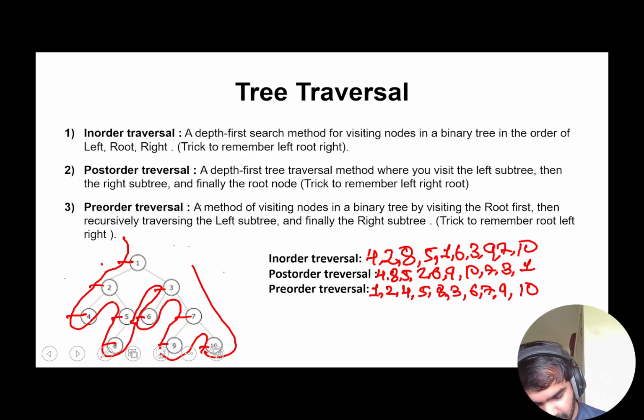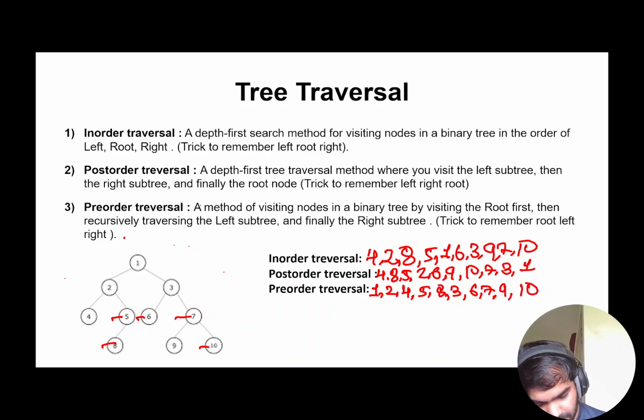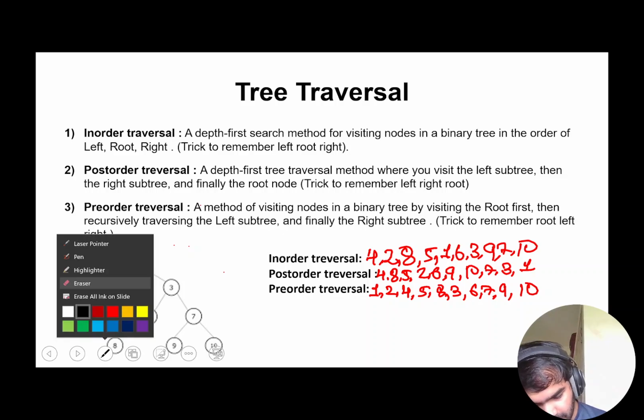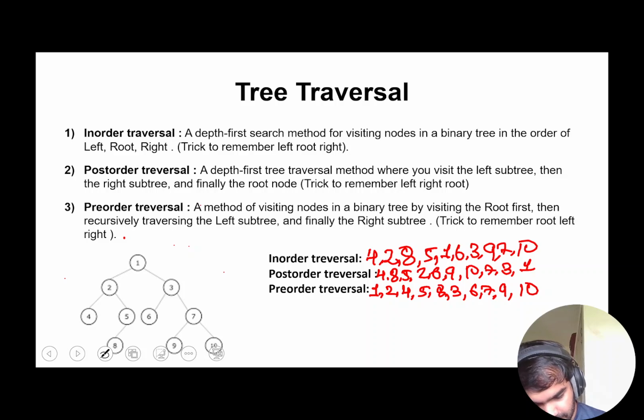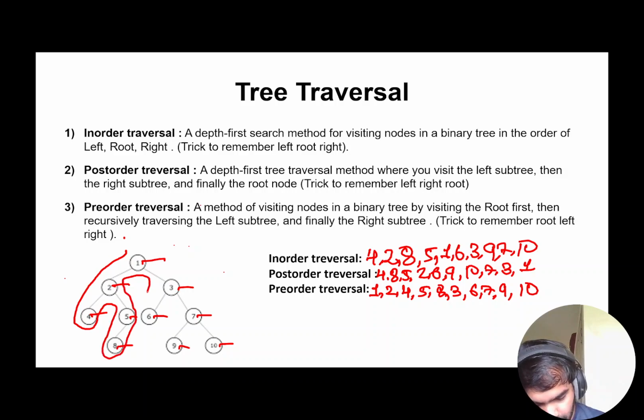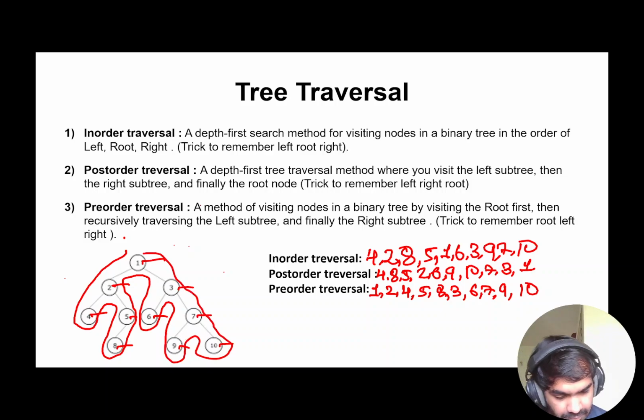And for post-order traversal, you need to make the line on the right side of the node. Which side? Right side of the node. Let's make it on the right side. This, and this. And then as the curvy line touches each one, print out the node. 4, 8, 5, 2, 6, 9, 10, 7, 3, 1.